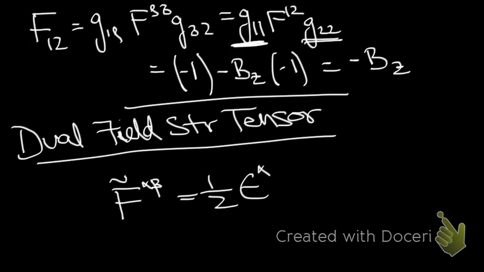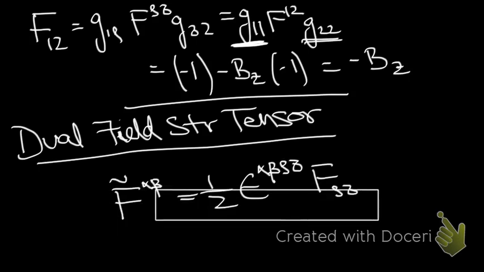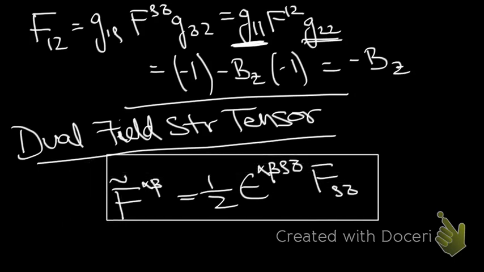this thing that I'm going to write down is called the Levi-Civita symbol, right? And it is a totally anti-symmetric fourth rank tensor. So it is epsilon alpha beta rho sigma, and then we have F rho sigma. So this is how we define the dual field strength tensor, right? Okay, so this is the definition.